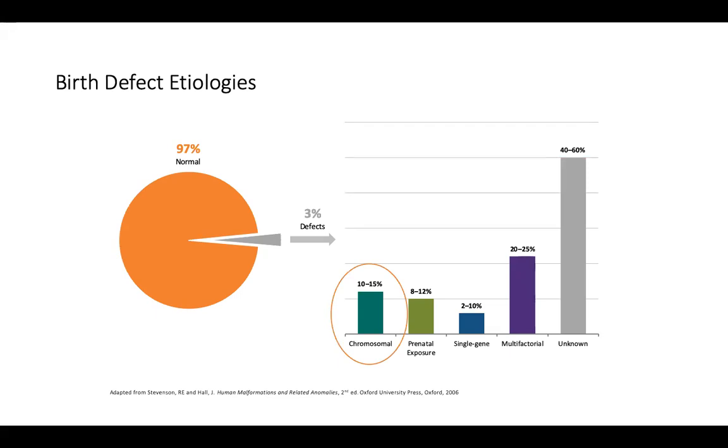We know all pregnancies have a background risk of about 3% for congenital anomalies, the vast majority of those being multifactorial, teratogenic, or unknown. Of the genetic causes for birth defects, about 10% of those will be due to a single gene disorder, and another 15% due to a chromosome abnormality.